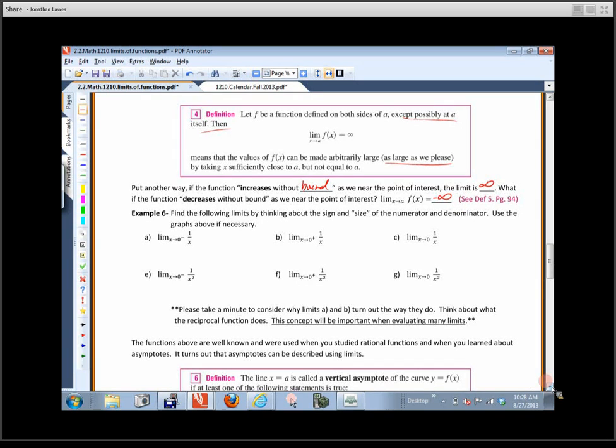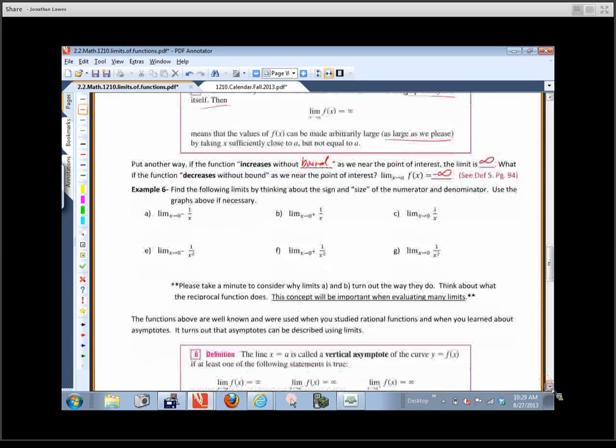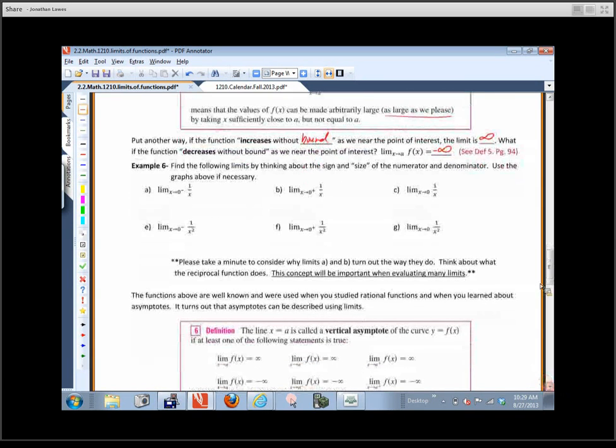Okay, so we're going to compute what the limits are for each one of these. You'll notice that for a, b, and c, we're using this function right here. We're using the reciprocal function. And for E, F, and G, we're using the reciprocal square function. We're using that one right there. And graphically, you can look at it and you can tell what's going on here.